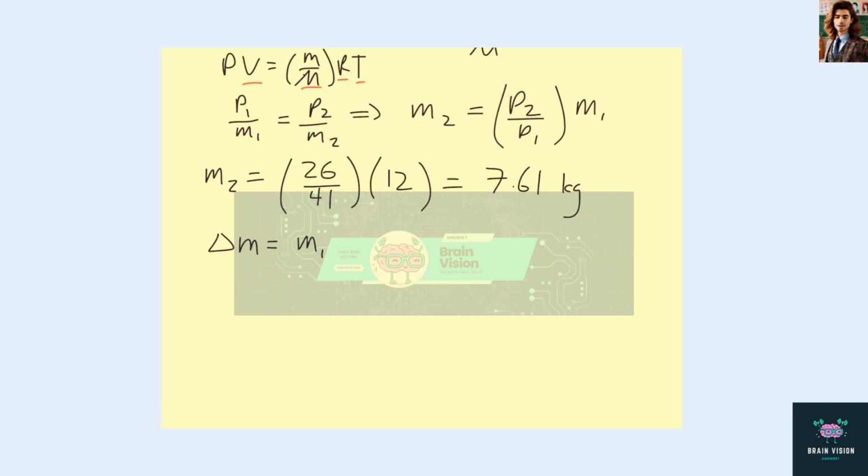so the mass withdrawn, delta M, is going to be equal to M1 minus M2. So for M1 we had 12 kilograms, and we're going to subtract M2, which we just found as 7.61 kilograms, and therefore our mass withdrawn, delta M, is just equal to 4.39 kilograms.